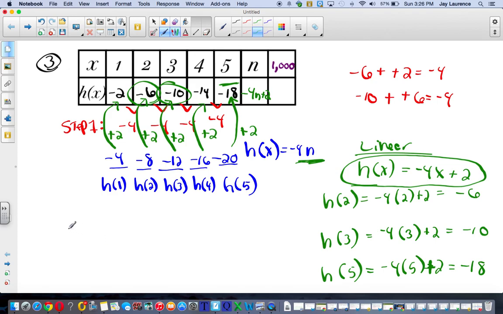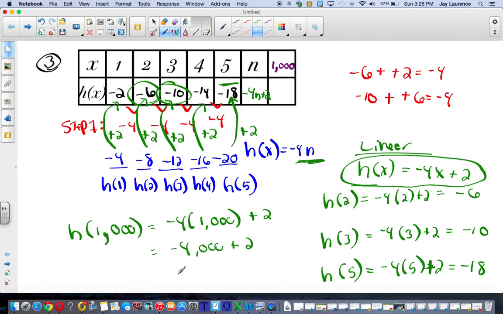And now I need to do h of 1,000. Which will be negative 4 times 1,000 plus 2. So it'll be negative 4,000 plus 2, which will end up being negative 3,998. And there you go. That's what's going to go in this box right here. I don't have room to write it inside the box. The box is kind of small.